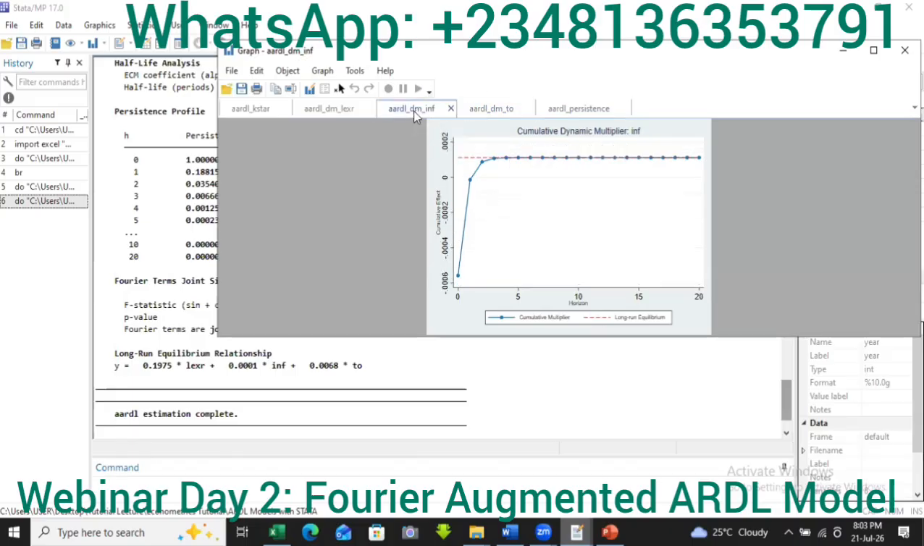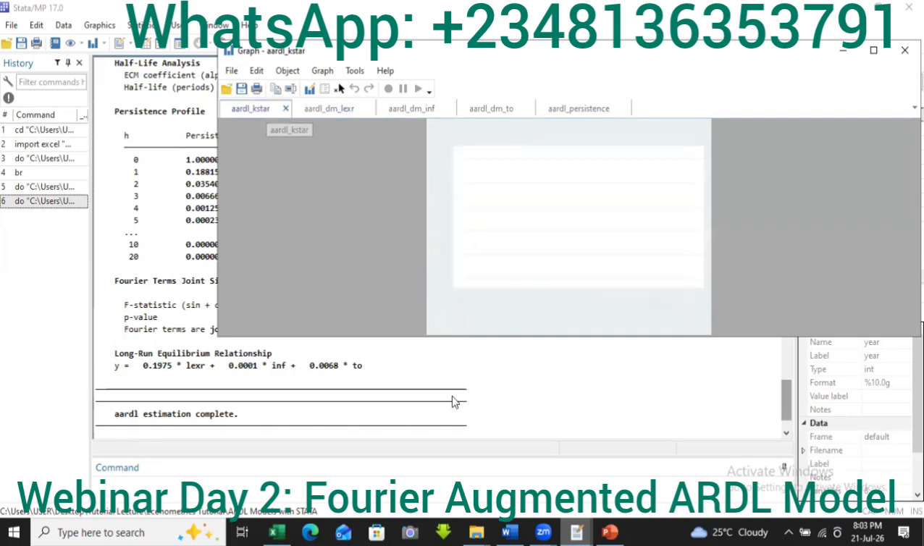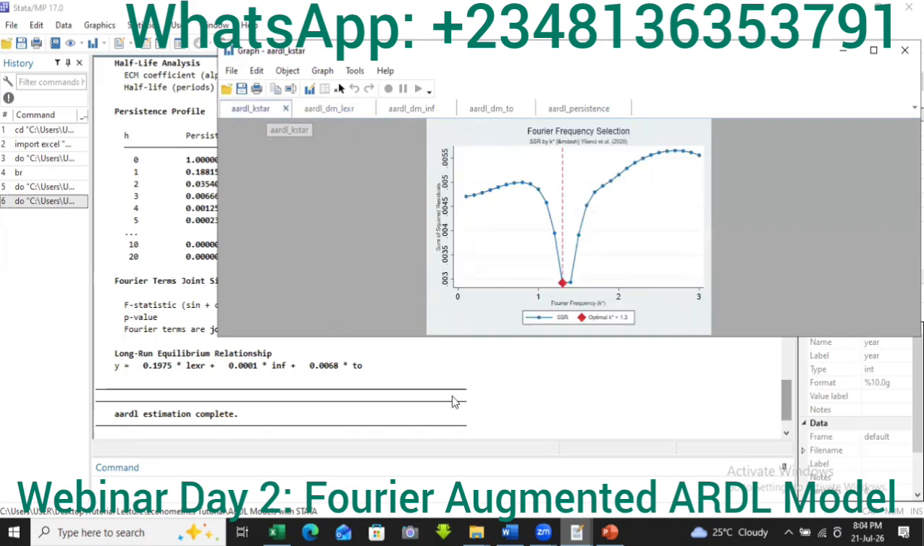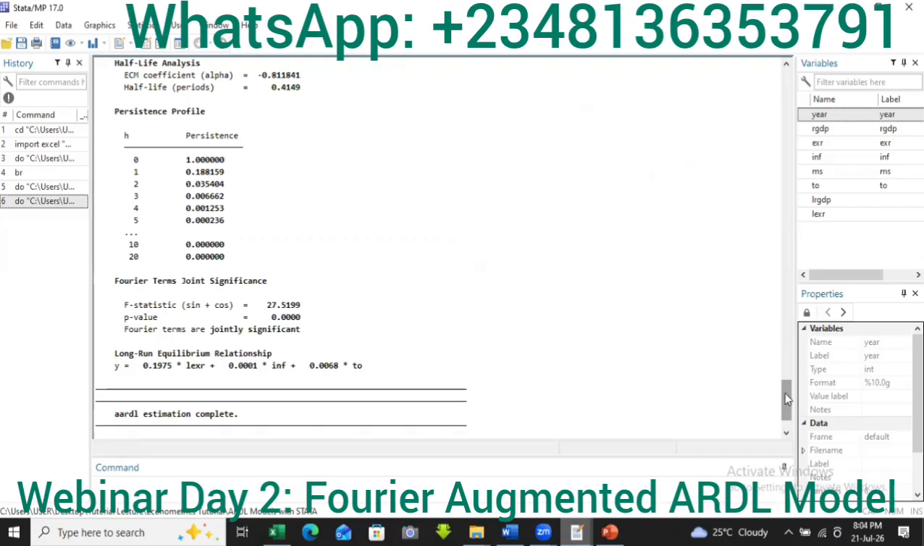We can also look at this. That is long run. The long run for inflation is also positive. You can see it's going up. What of exchange rate? Exchange rate is also positive. So you can see it's positive. Hope that is clear. So that is how to interpret this.